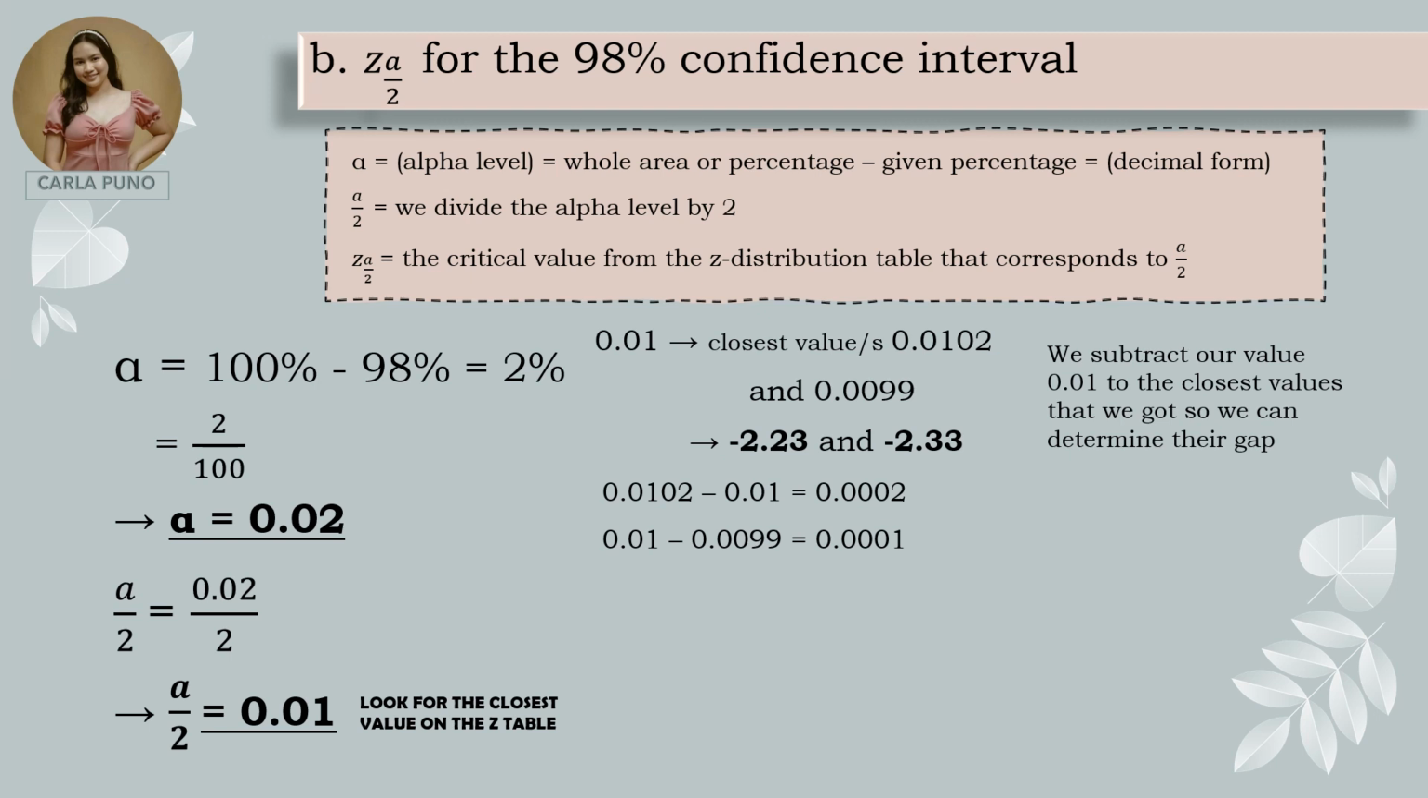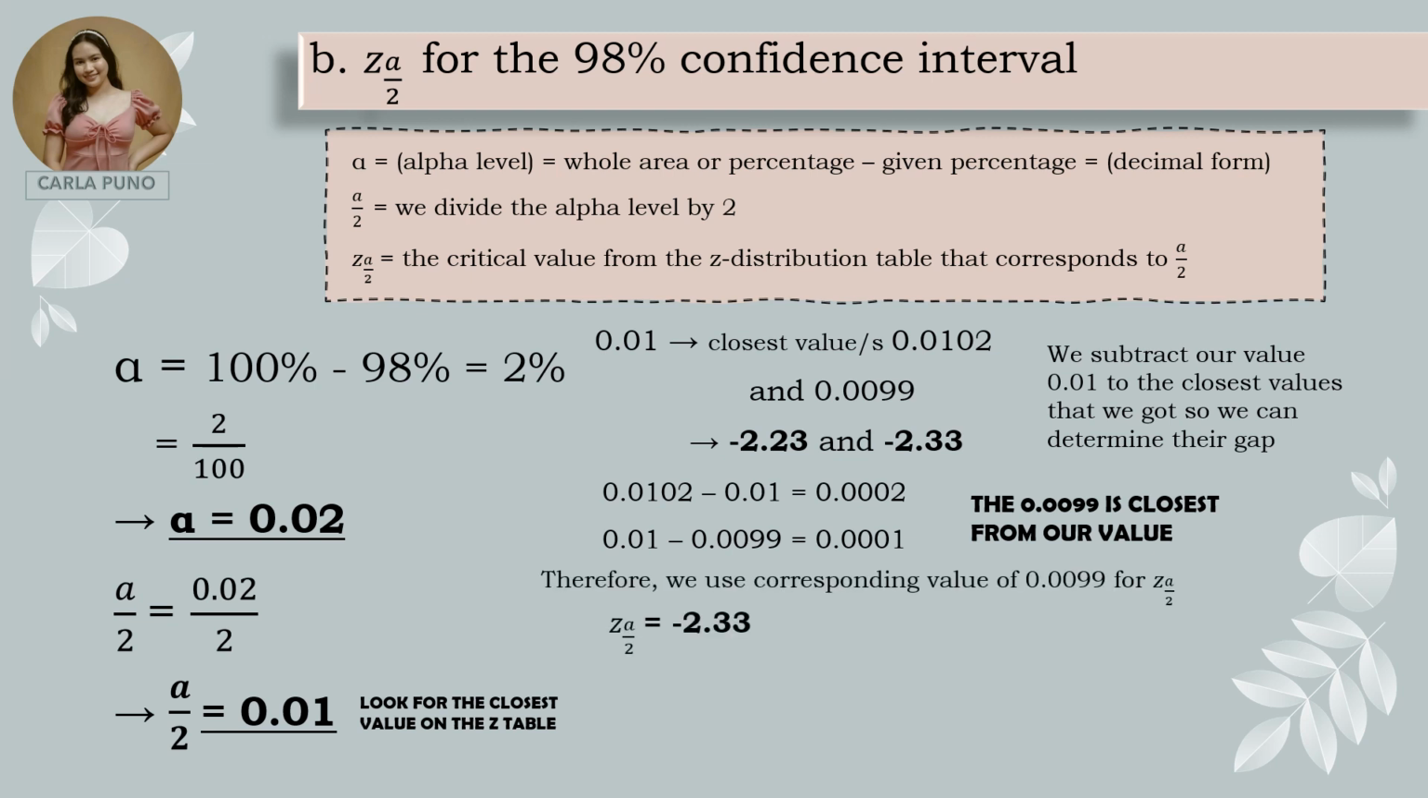We have 0.0102 minus 0.01 equals 0.0002. Next, 0.01 minus 0.0099 equals 0.0001. As we can see, 0.0099 is closest to our value. Therefore, we are going to use the corresponding value of 0.0099 for z sub alpha divided by 2. We have negative 2.33.